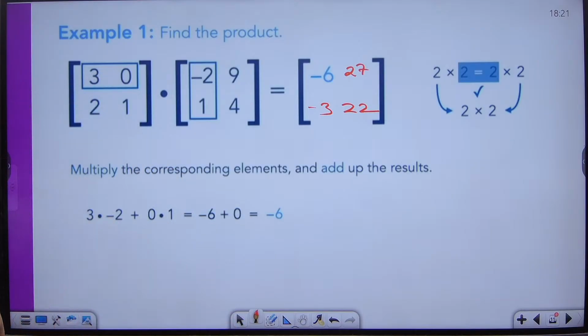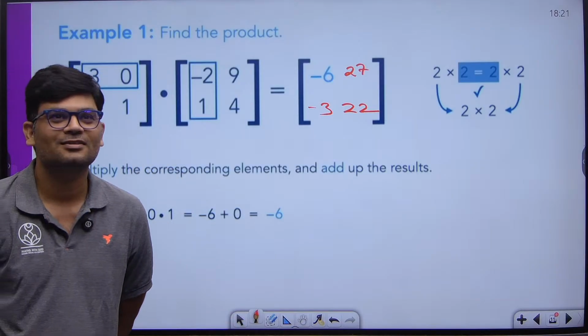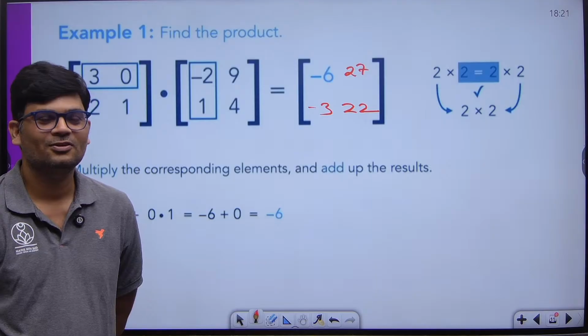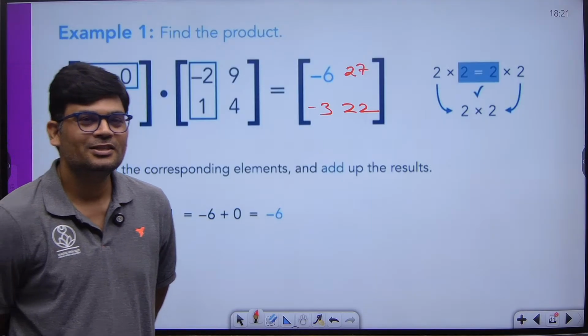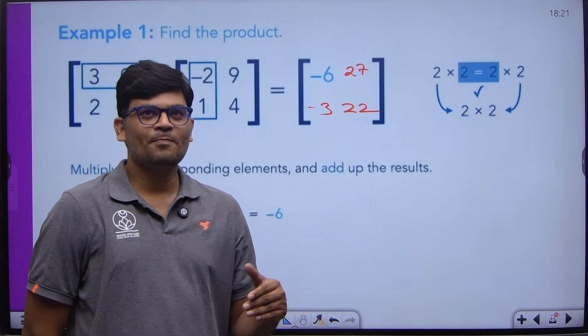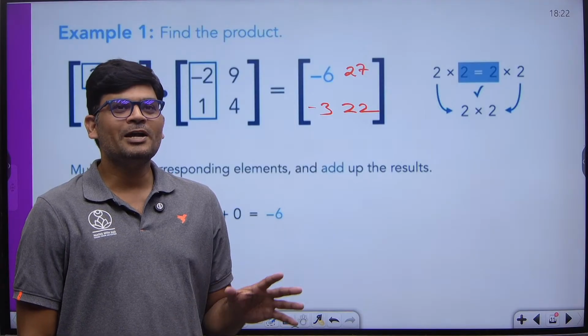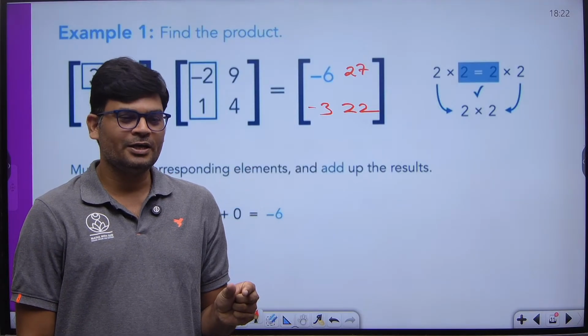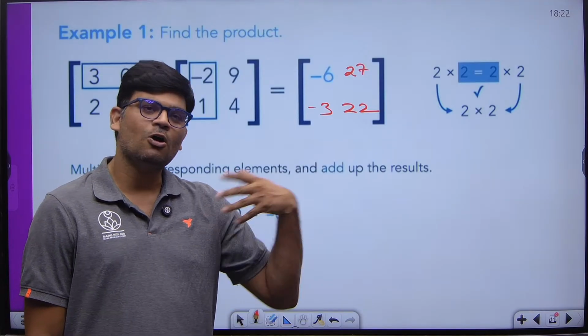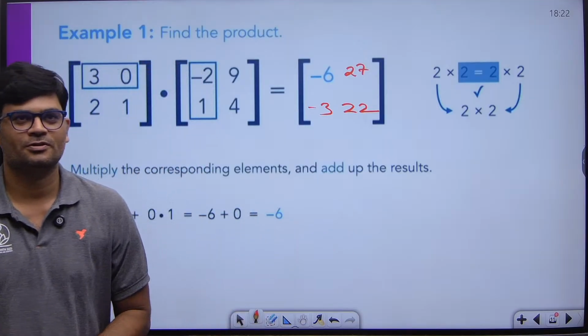Okay. I learned this type of multiplication as scalar multiplication. No, this is not scalar multiplication. This is matrix multiplication, the product of matrices. Scalar multiplication is, a scalar is a number, dear. So you just multiply the number by all the elements. That is scalar multiplication.